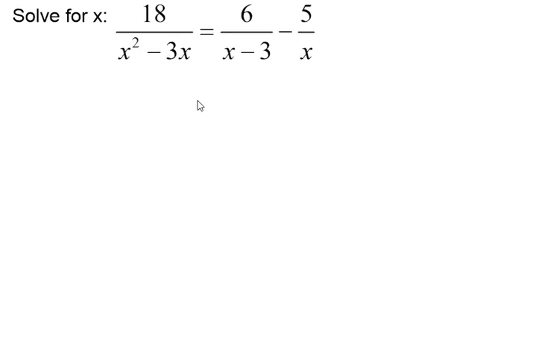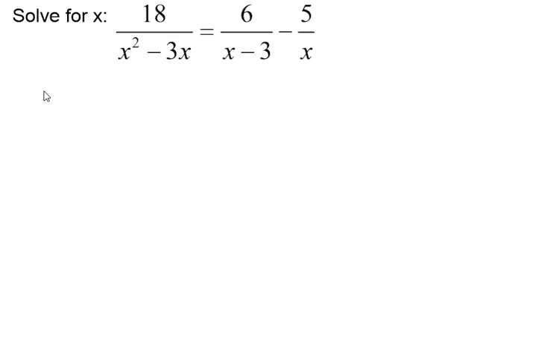In this video, we'll be going over solving a rational equation for x. So to get started here, again, what I'd like to do, as we like to do with all rational expressions, before we try to simplify them, is factor anything that we can. So I've got 18 over x squared minus 3x. So I'm going to start there.